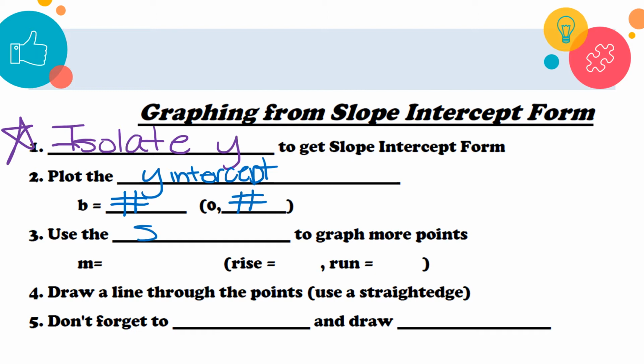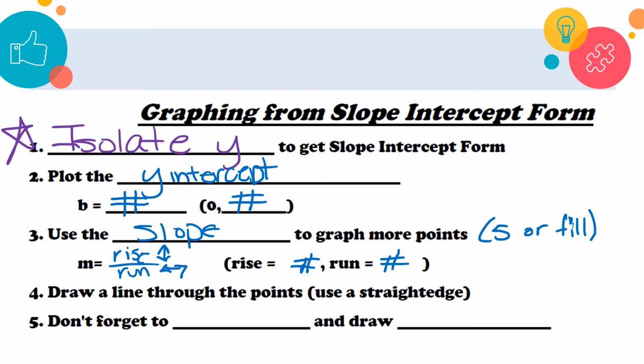Step 3, you're going to use the slope to graph more points. And remember, my little rule, I always say 5 or fill. Like if you can graph 5 dots, perfect. If you run out of space, just fill up whatever size graph you have. So remember, your slope, you have to think of it as rise over run. That means go up or down first, and then left or right with whatever numbers you're given. Step 4, you're going to draw a line through the points. As always, you want to connect, and we're going to work on labeling B, and we're going to draw arrows.